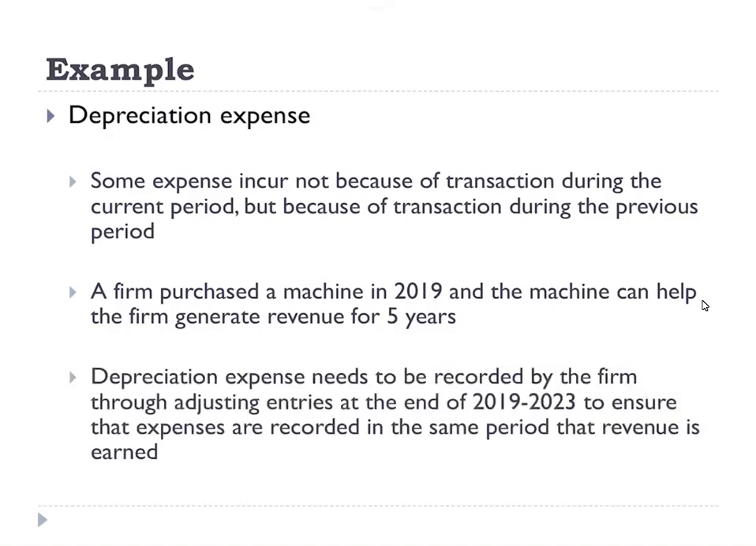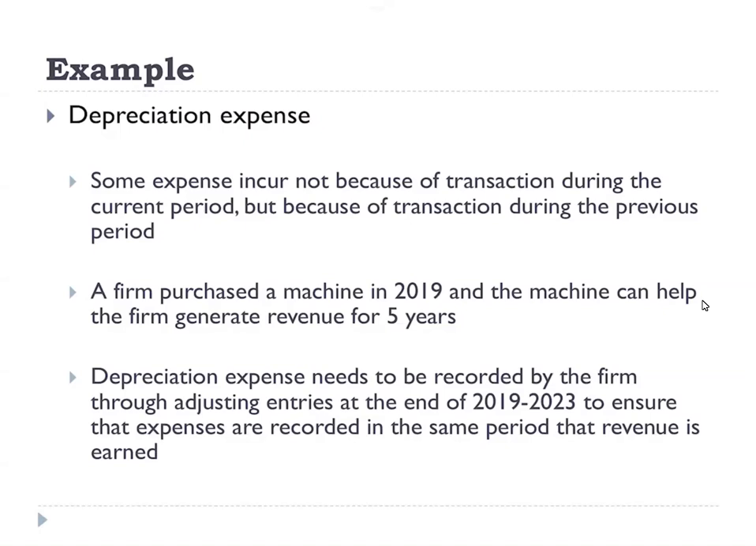So according to US GAAP, the depreciation expense needs to be recorded by the firm through some adjusting entries at the end of each of the 5 years that this machine is helping the firm generate revenue, in order to ensure that expenses are recognized in the same time period that revenue is earned.